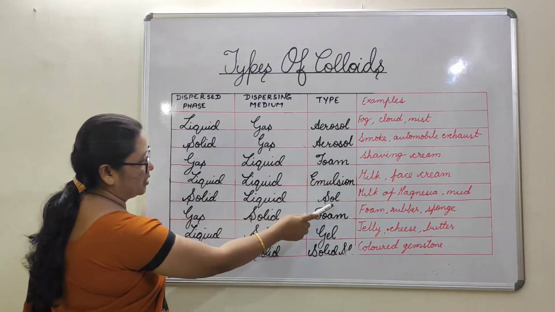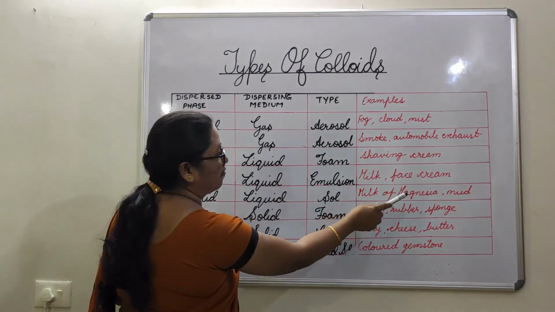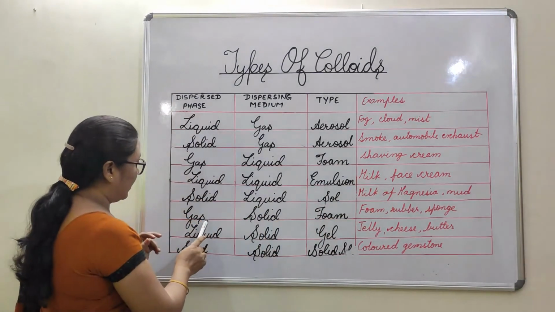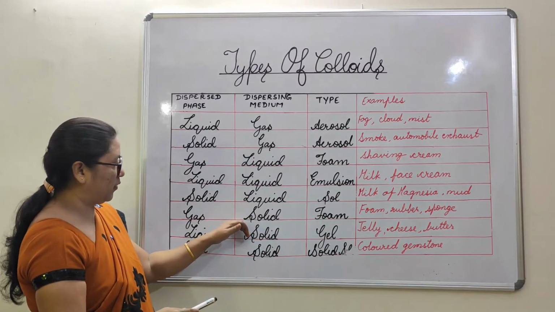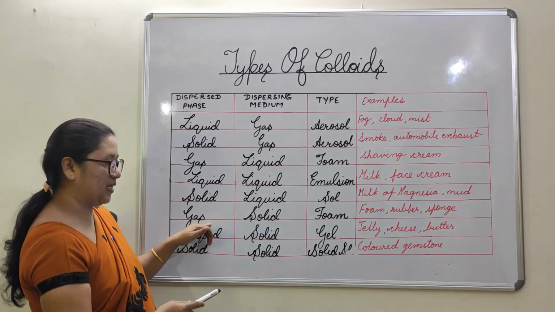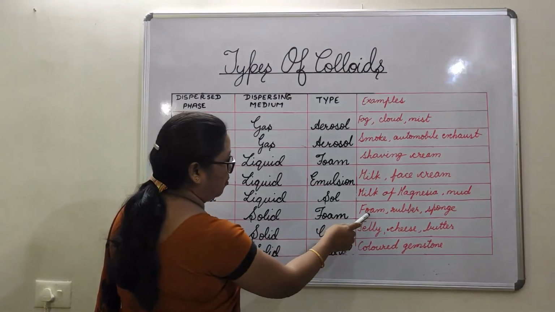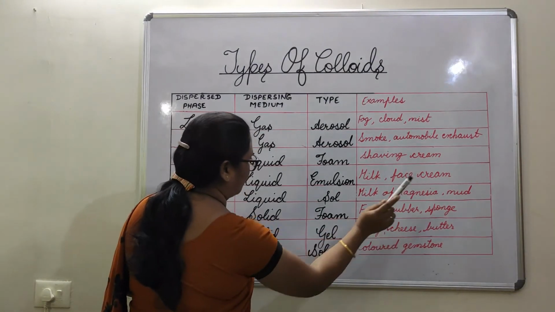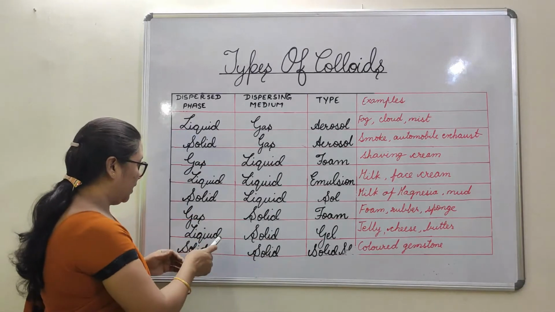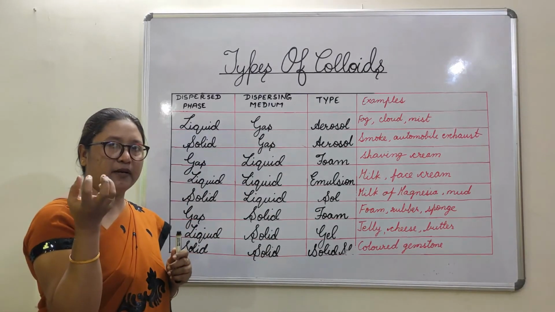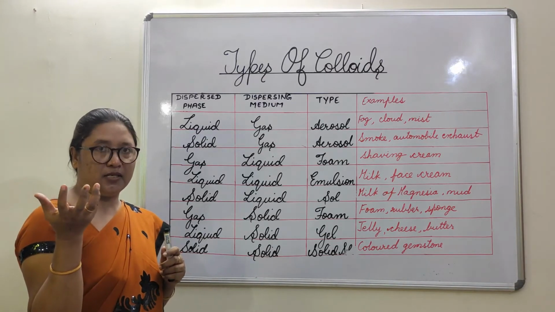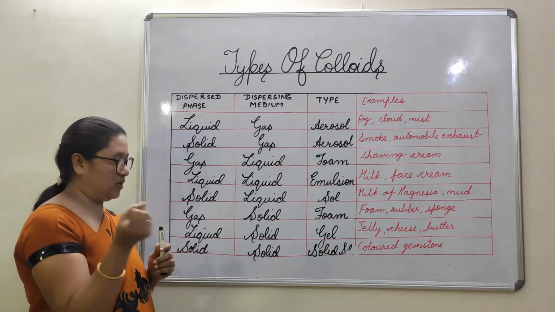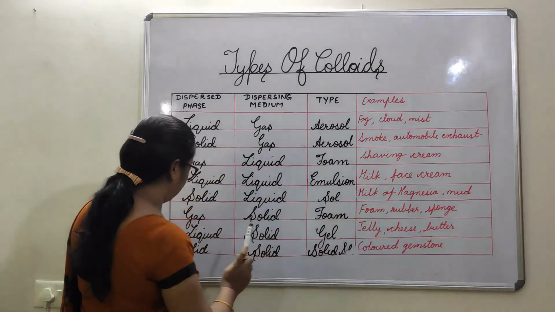Solid in liquid is called sol, like milk of magnesia or mud. Gas in solid: here again foam, because the quantity of solid is more whereas the quantity of gas is less. So in the form of foam, rubber or sponge. When you take a sponge, it is a solid but very porous, so air is trapped in it. Sponge is a very good example.